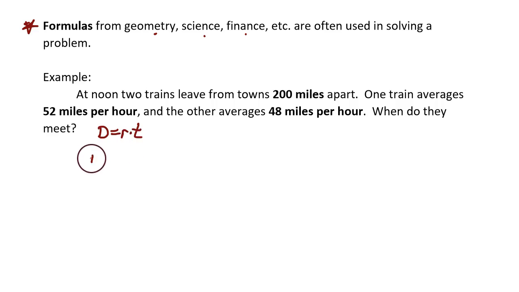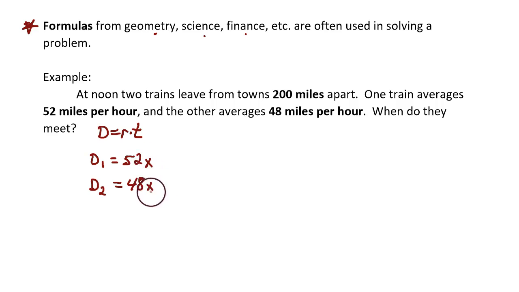Let's figure out the distance traveled by the first train. I'm going to call that D1. Take its rate of speed, 52 miles per hour, and multiply by the time that it travels. We don't know what the time is. Let's call that x. Let's find the distance traveled by train number 2. Take its rate of speed, 48, and times by the time that it travels, x.